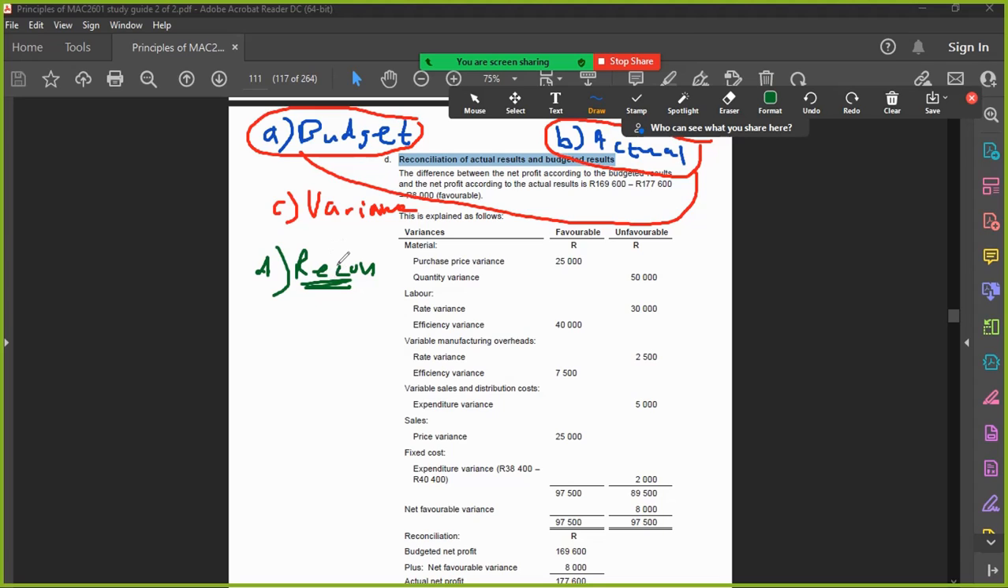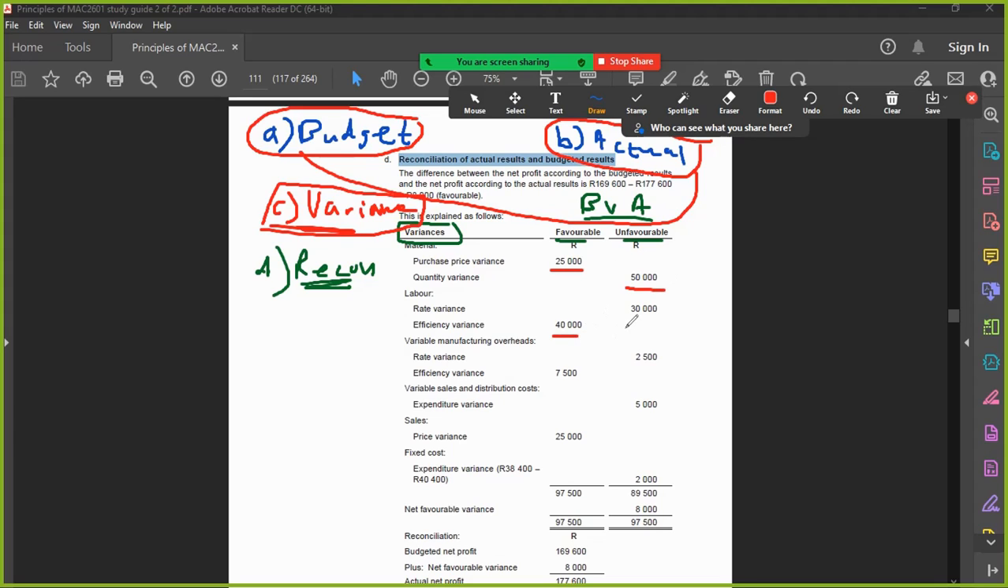The recon is a bit different because it is going to be focusing on the variances that you've identified. Have a look at this. Variances, favorable or unfavorable. This was based on the budget versus the actual. This is everything that you would have calculated in point number C.